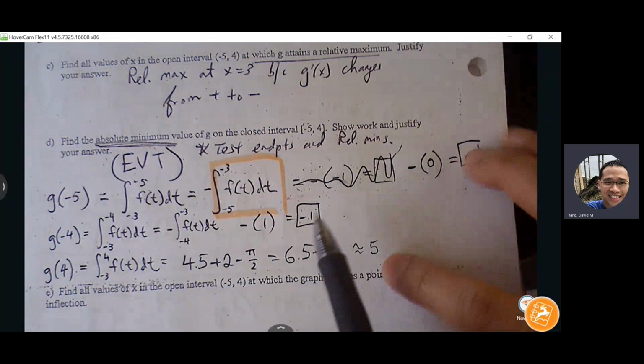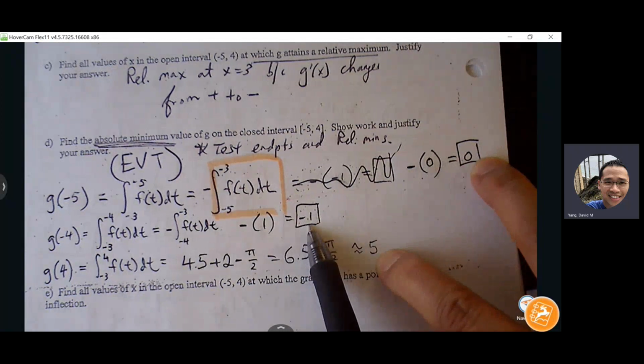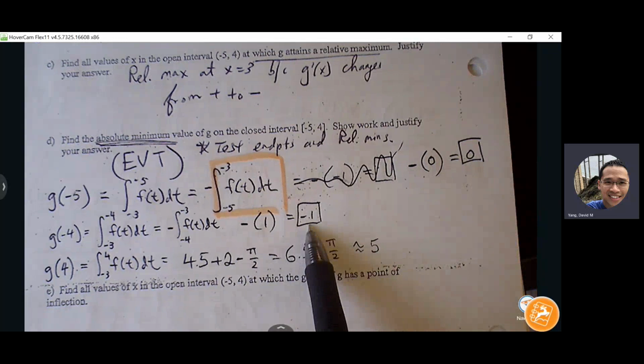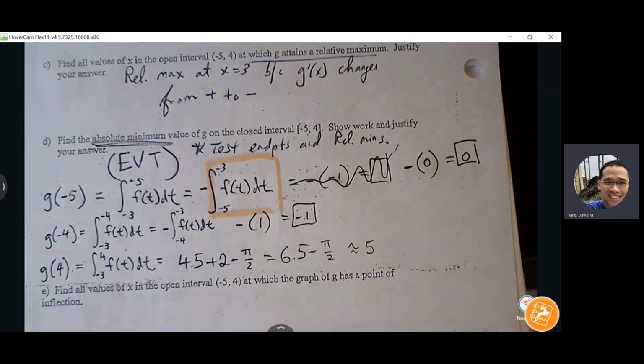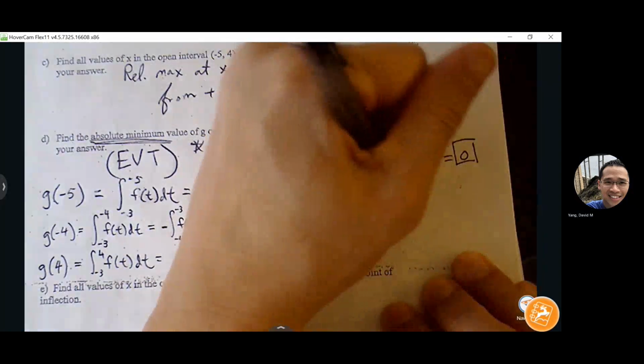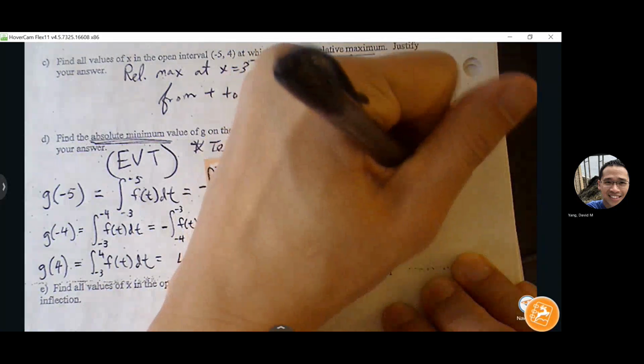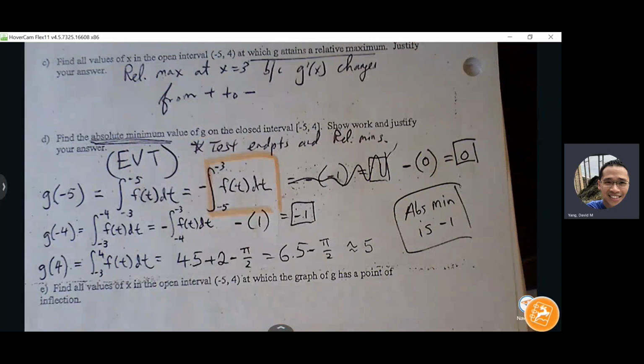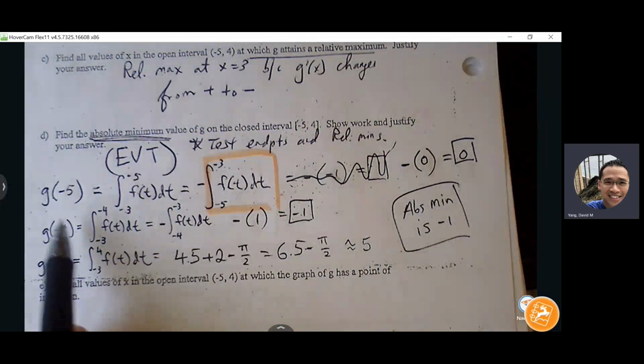So between these 3 numbers, these are the candidates, right? So what is the absolute minimum? What's the lowest number that you see here? -1. Yep. So that's it. Absolute minimum is -1. And when it asks you for absolute minimum, you only care about the y value. You don't have to go back and say what the x value is.